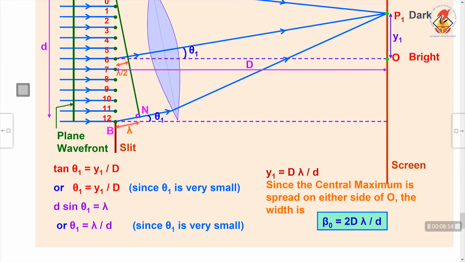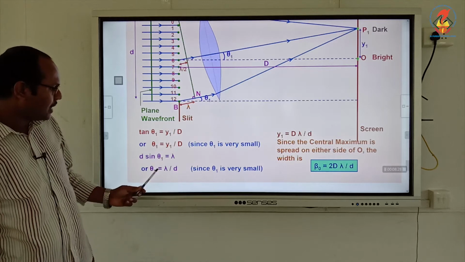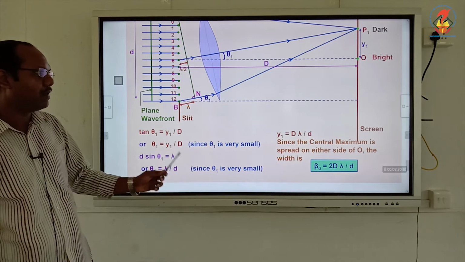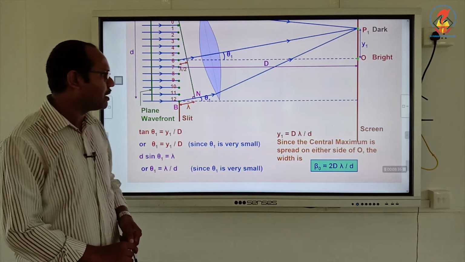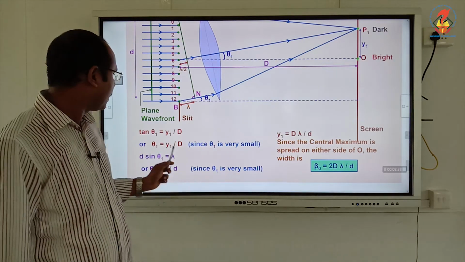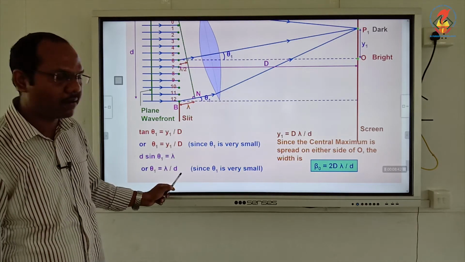So here d sin theta is equal to lambda, and since theta is very small, sin theta is approximately equal to theta. Therefore, theta 1 is equal to lambda by d. Also, theta 1 is equal to y1 by D. Combining both equations, we get y1 by D equal to lambda by d.